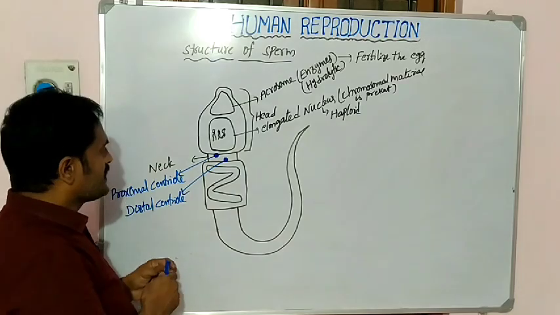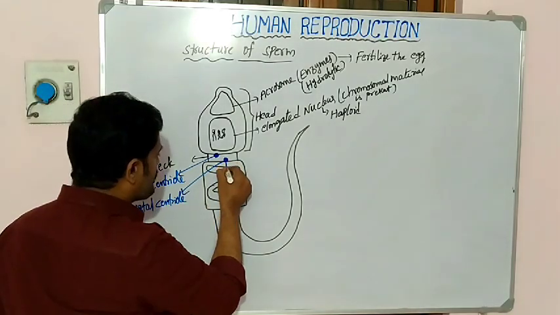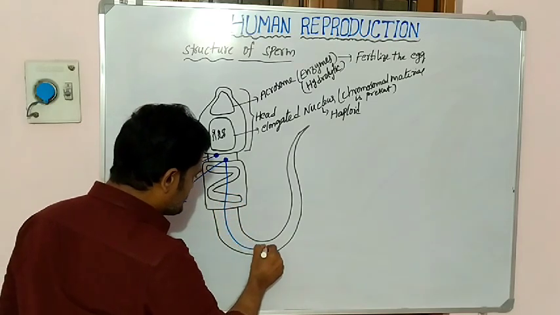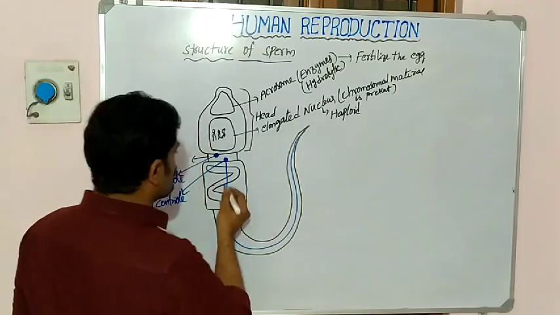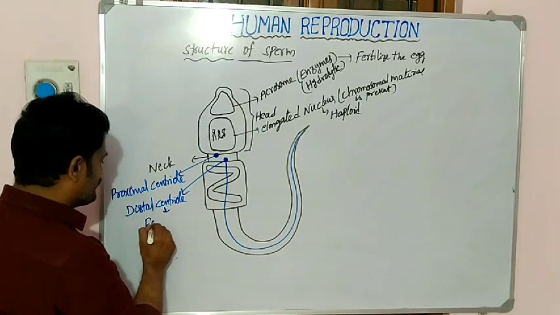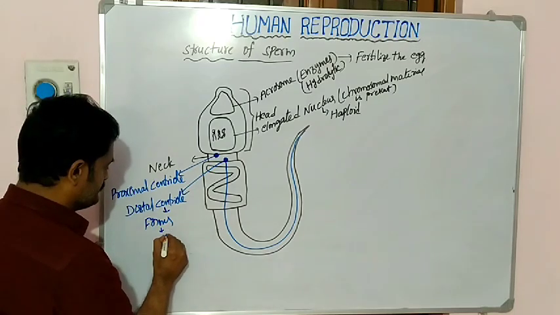Here the distal centriole forms a flagella into the tail region like this. This is called a flagella. So the distal centriole forms the flagella.